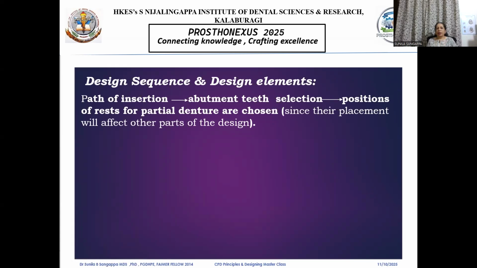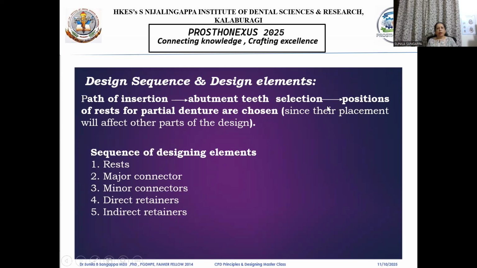In general, after we delineate the path of insertion and we select our abutment teeth, we just go ahead and try to choose the position of the rest. So the sequence of design elements that is followed is likely the rest, then the major connector, minor connector, followed by direct retainers and indirect retainers.